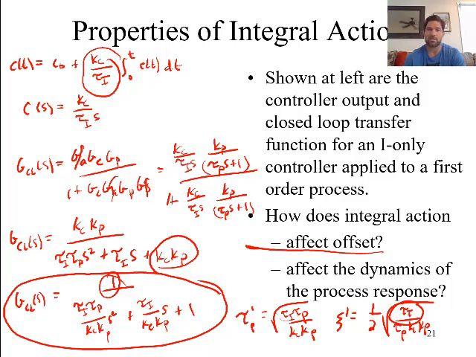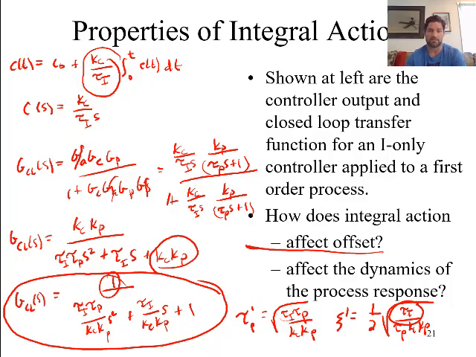As zeta becomes smaller, it goes from overdamped to critically damped to oscillations. So again, more integral action, or smaller tau I, leads to more oscillations. Okay, so when we look at integral action, again, it's necessary. The point of integral action is to remove offset.